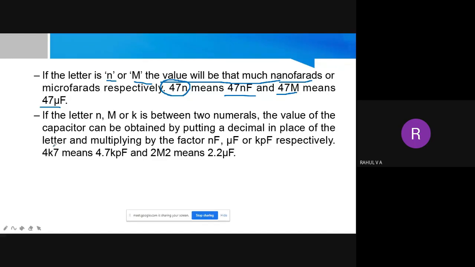And the last rule is, if the letter N, M or K is between two numerals, the value of the capacitor can be obtained by putting a decimal point in the place of the letter.